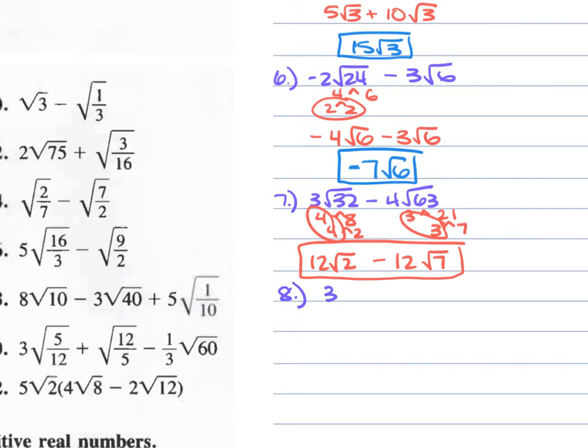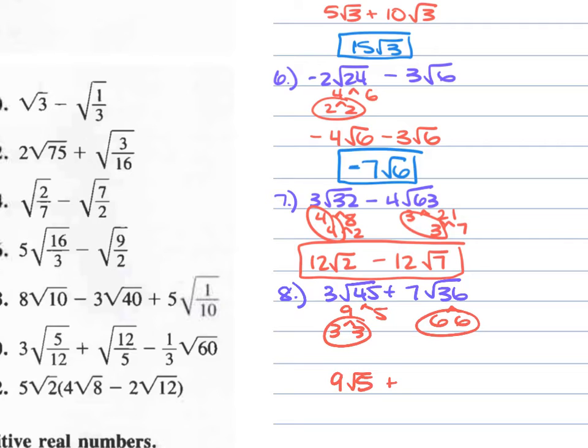For 8, we have 3 square root 45 plus 7 square root 36. The 45 is 9 and 5. The 9 is 3 and 3. So 3 times 3 is 9 square root 5. Plus the 7 is being multiplied by 6. So 7 times 6 is 42. So 9 square root 5 plus 42 is our answer for number 8.